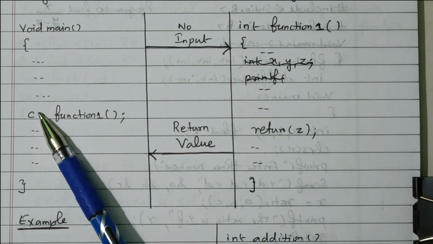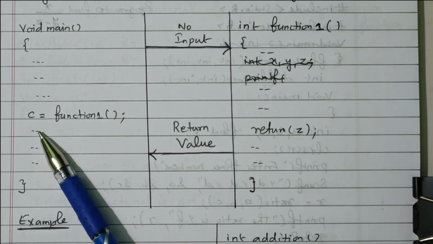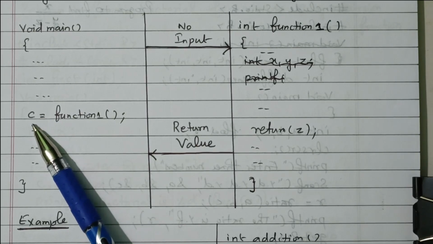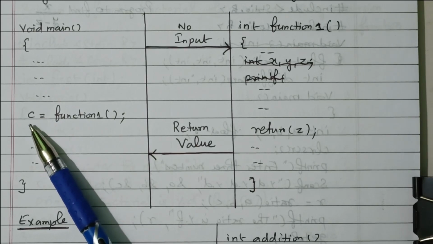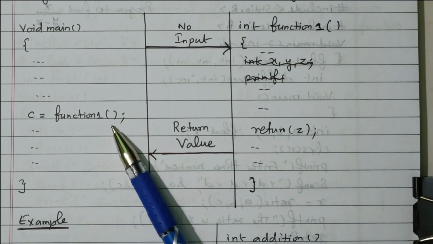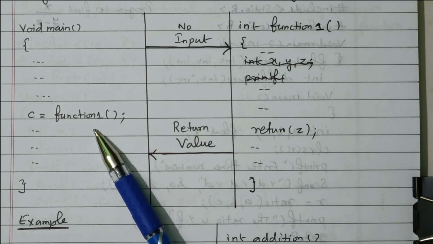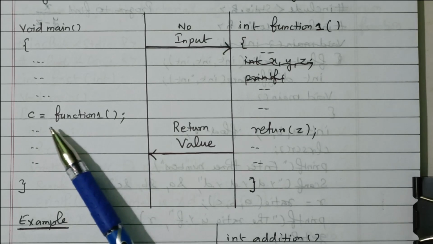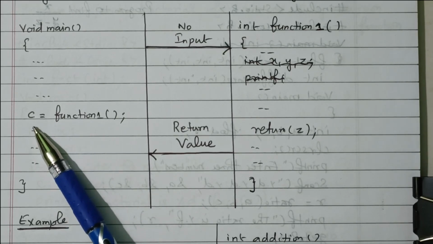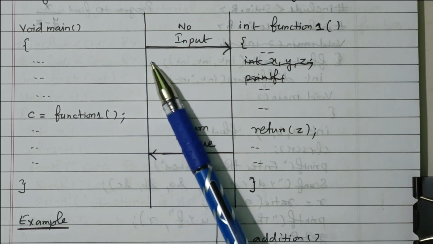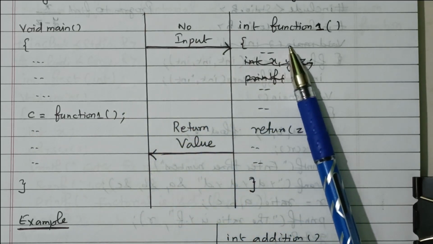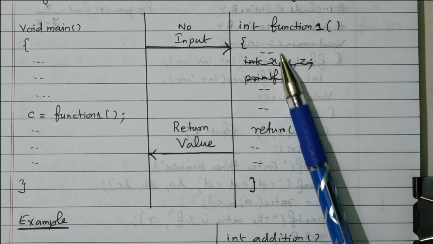So function with return value means definitely we have some variable here. Then only the return value will be stored here. Otherwise it will not be stored. So C equal to function 1 means we are calling function 1. The function will perform a particular task and return one value. That value will be stored here. While calling this function, the control is transferred to the function definition.